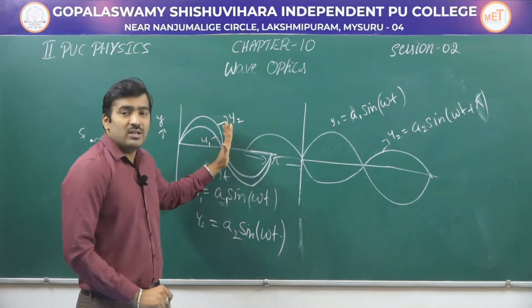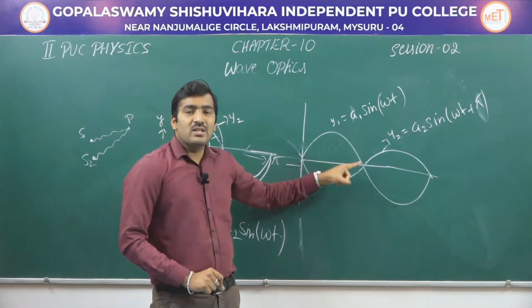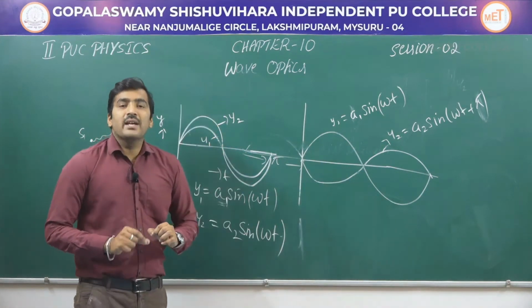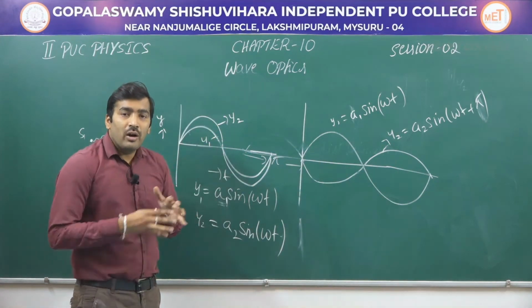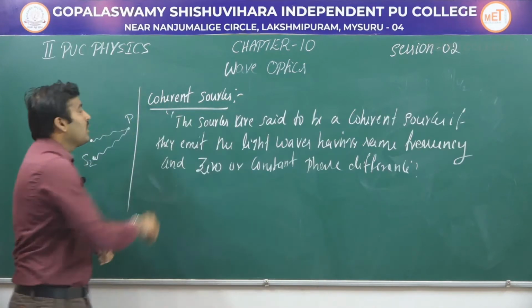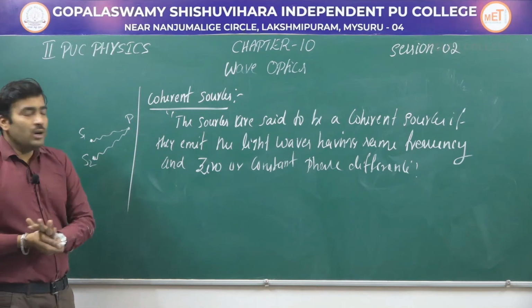In this case the phase difference is 0, but in this case the phase difference is equal to pi, which is a constant one. Now, what is interference of light? So that we have to learn now. Let me write what are coherent sources. So this is how we define the coherent sources.